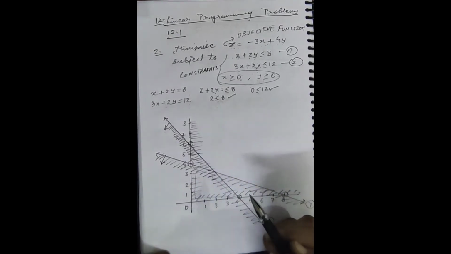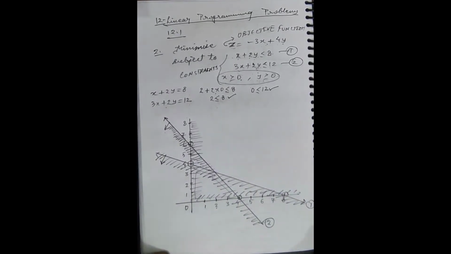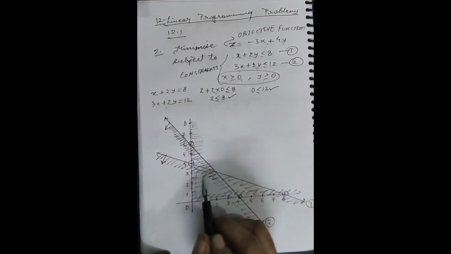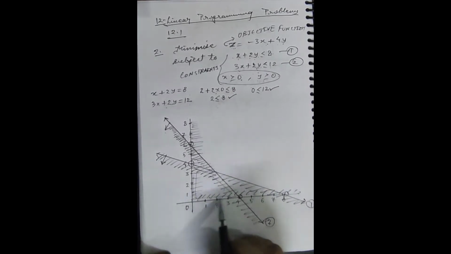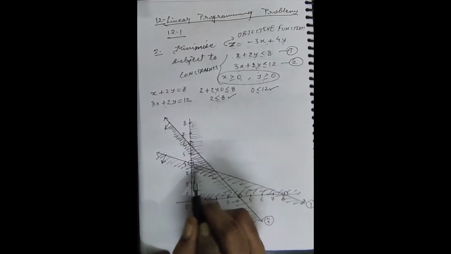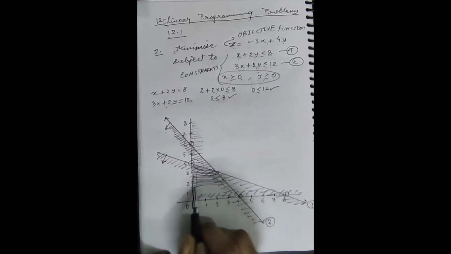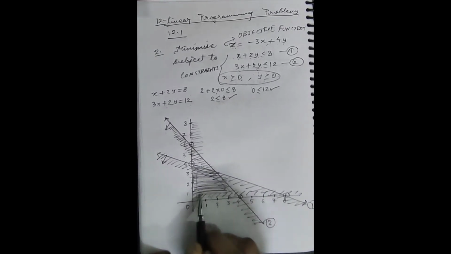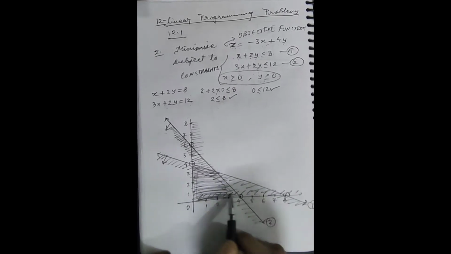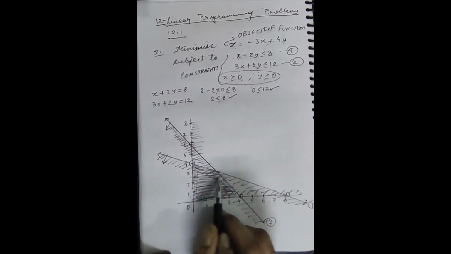We have shaded from 4 directions with respect to 4 straight lines: y-axis, x-axis, equation number 1, equation number 2. So with respect to 4 sides we have shaded, and all 4 shadings are converging in this enclosed region. So this region only is known as the feasible region. This should be darkened to show its specific region containing the results required.